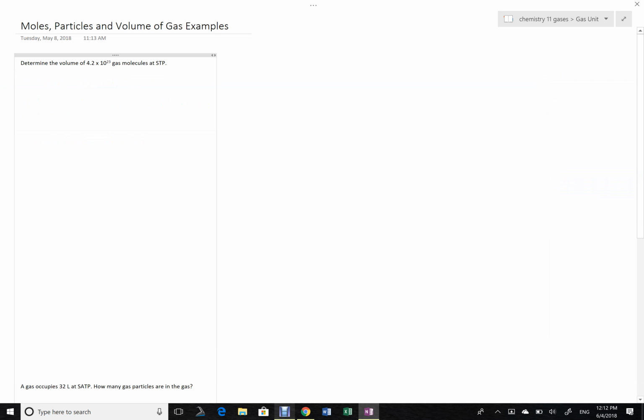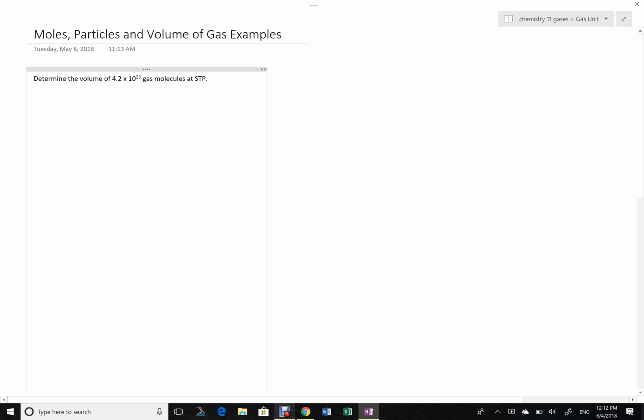Okay, here we can look at the relationship. Since now we have a way of predicting the number of moles of a gas, we can look at the relationship to the actual number of gas molecules. We're just going to do a couple examples here.